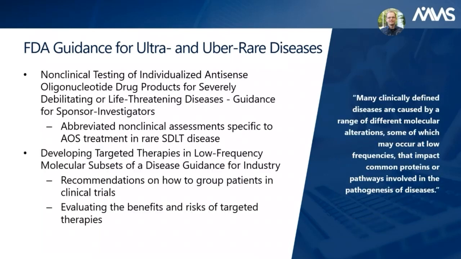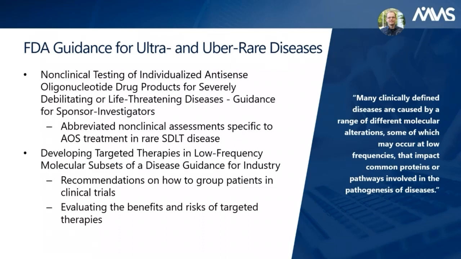The second guidance lays out clear recommendations for grouping patients with different molecular alterations for eligibility in clinical trials and outlines preferred approaches for studying low-frequency molecular alterations. This allows for evaluation of subgroups of a clinically defined disease defined by the specific molecular alteration or group of molecular alterations that cause them, even when occurring in only a few subjects. I'll discuss this more in a minute, but as in many things, we are finding that with rare disease research, there is strength in numbers.